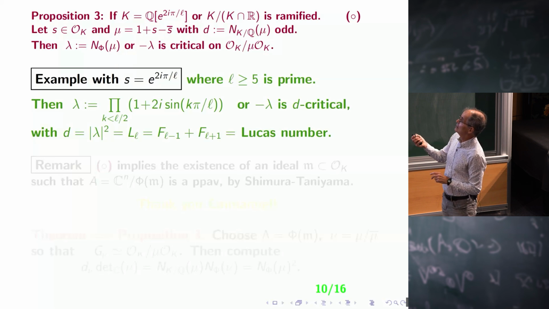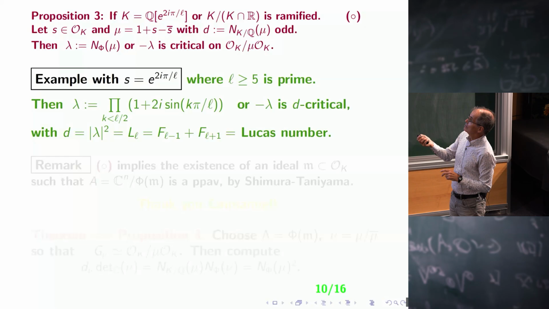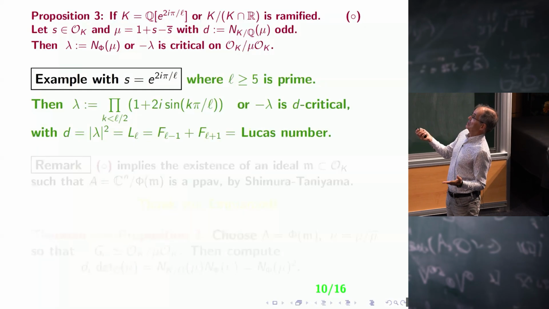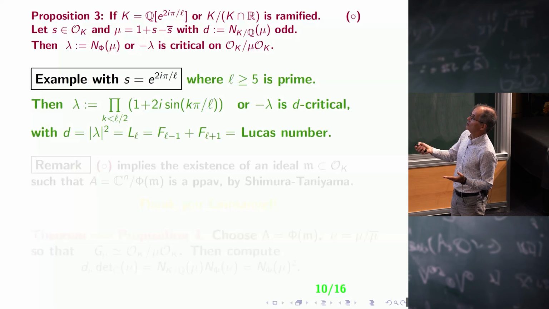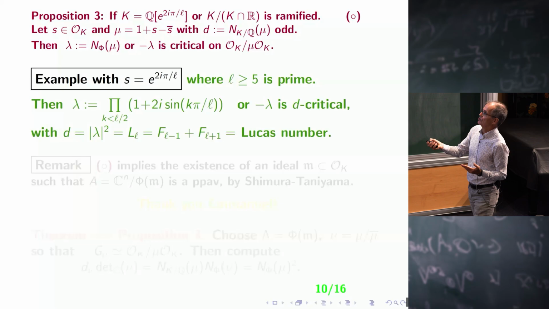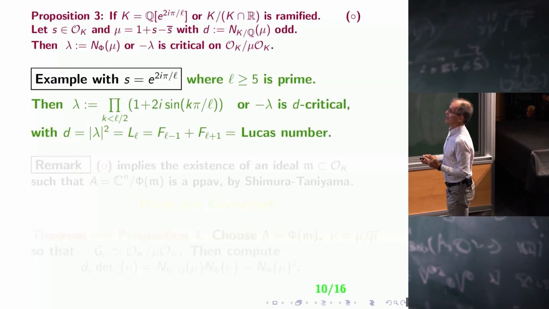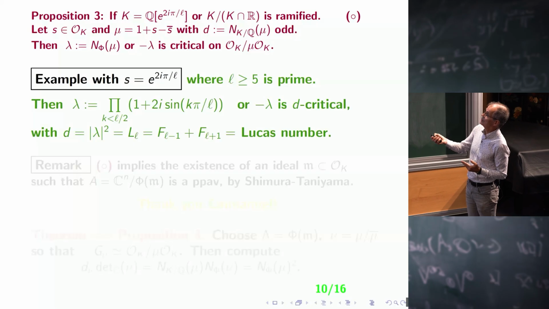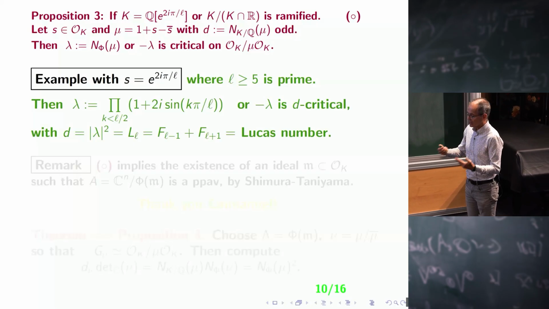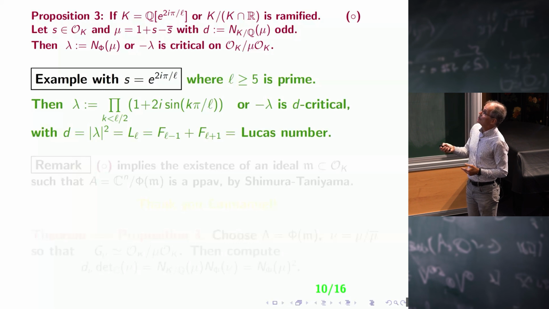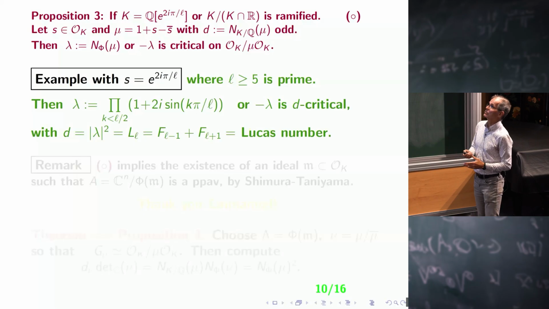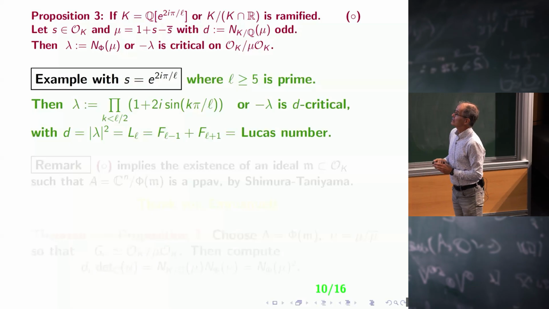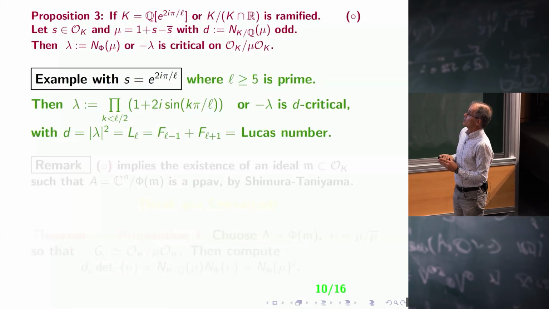And then I know that in fact in this case you get that lambda is critical. This value is a critical value for some integer d, and you can compute d as the Lucas number, which is the sum of the Fibonacci number at L-1 plus the Fibonacci number at L+1. So you have this nice example of a critical value as a byproduct of this proposition on a very general CM field when you apply it to the cyclotomic field.